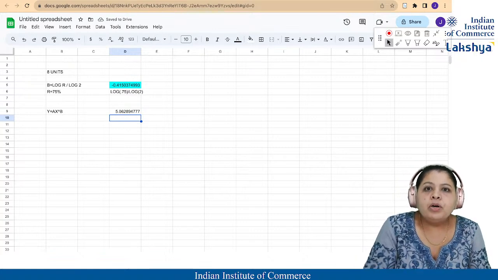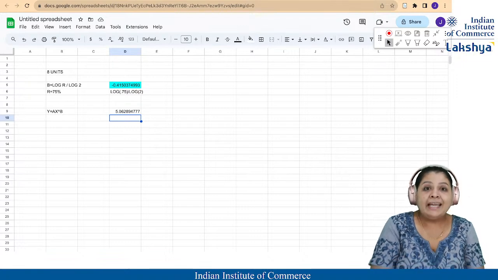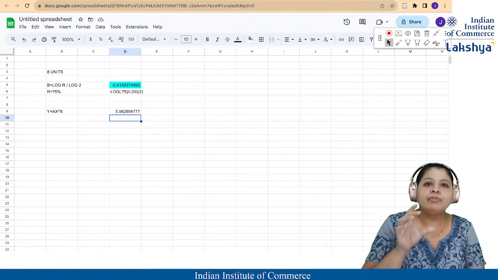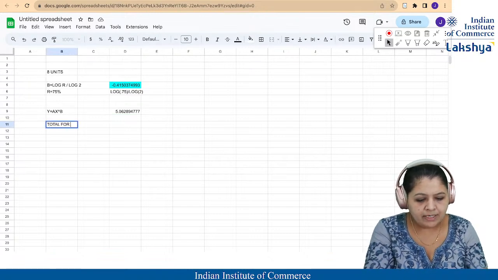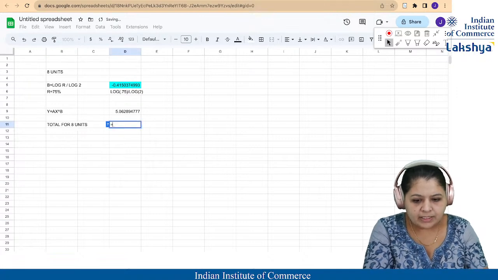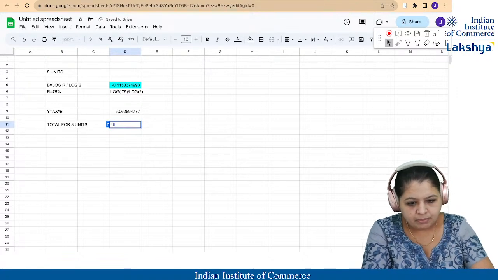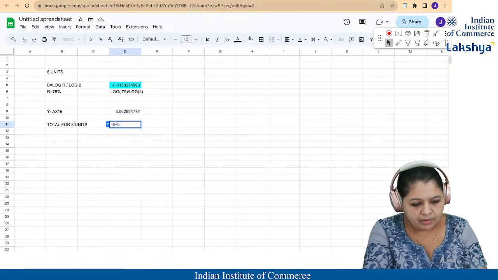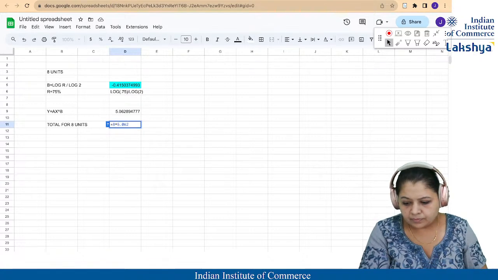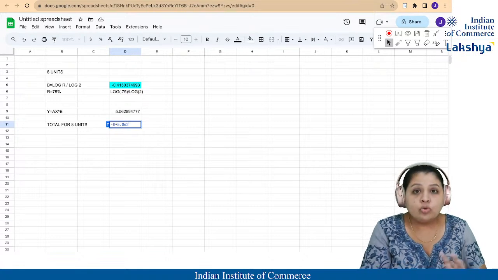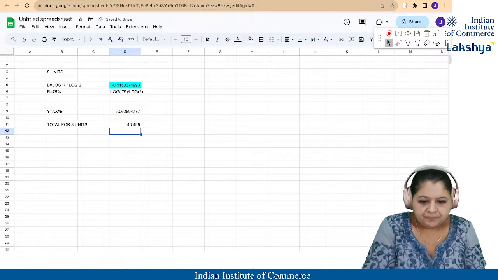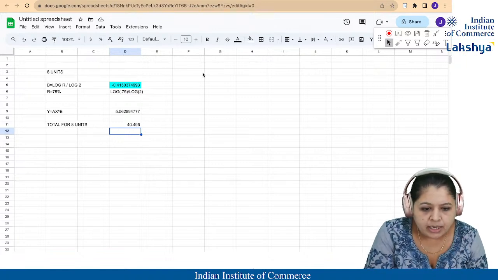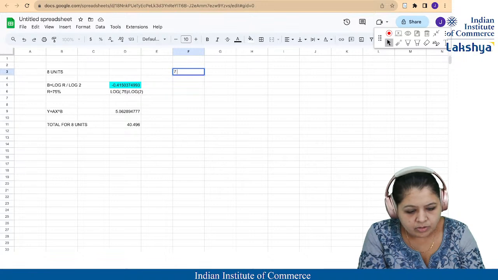This is per unit for 8 units. So if I want to find out the total for 8 units, the total for 8 units is equal to 8 multiplied by 5.062, right? It will give me the total value, which comes to 40.50. Now the same logic I'm going to use for 7 units also.